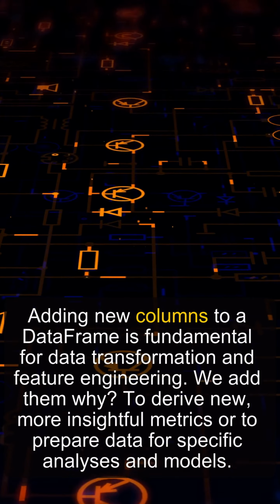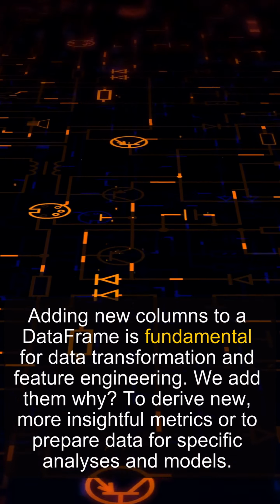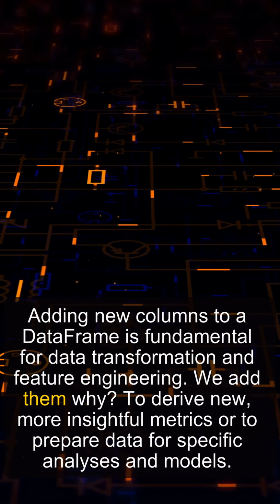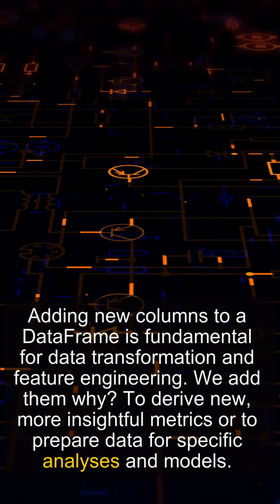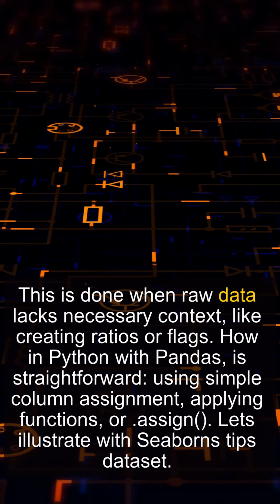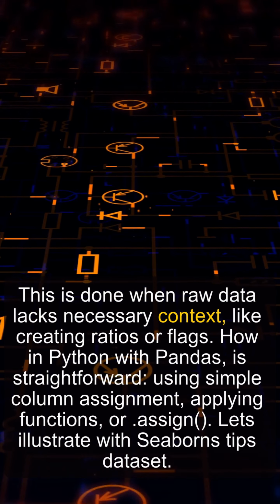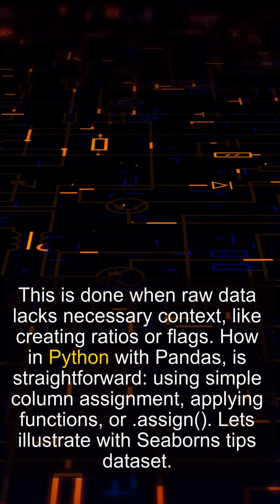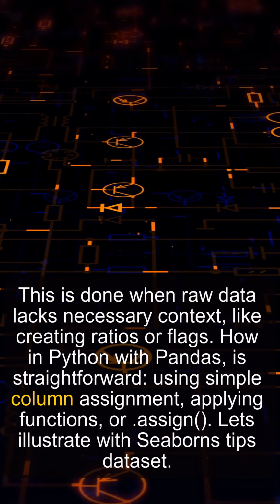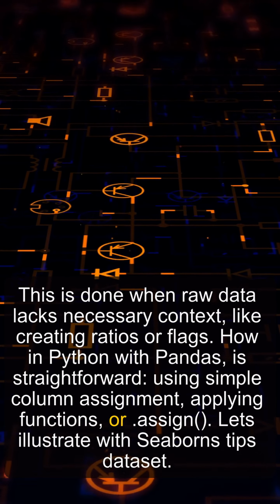Adding new columns to a data frame is fundamental for data transformation and feature engineering. Why do we add them? To derive new, more insightful metrics or to prepare data for specific analyses and models. This is done when raw data lacks necessary context, like creating ratios or flags. How in Python with pandas is straightforward, using simple column assignment, applying functions, or assign.